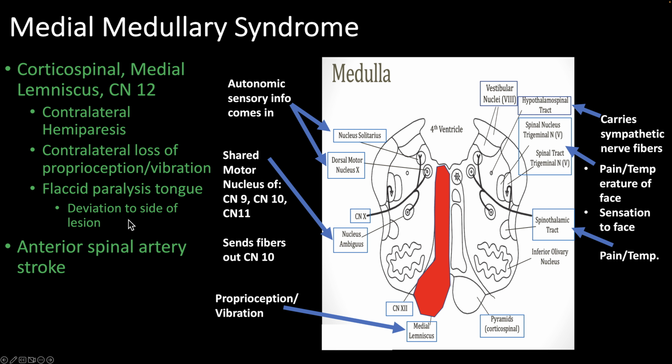But here's the thing, deviation is going to be towards the side of the lesion. So you can always say the tongue licks the lesion, something like that, right? Then this is part of the anterior spinal artery. And if you go down a little lower in the spinal cord, you can also get infarcts in that region, and it'll be the anterior 2/3 of the spinal cord, right? So you can imagine the type of defects you'll get there.